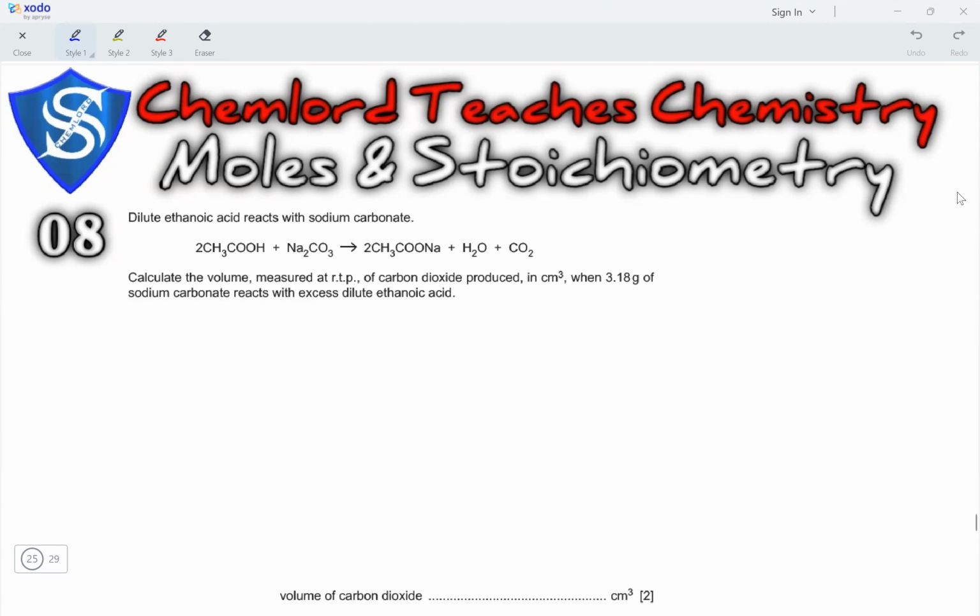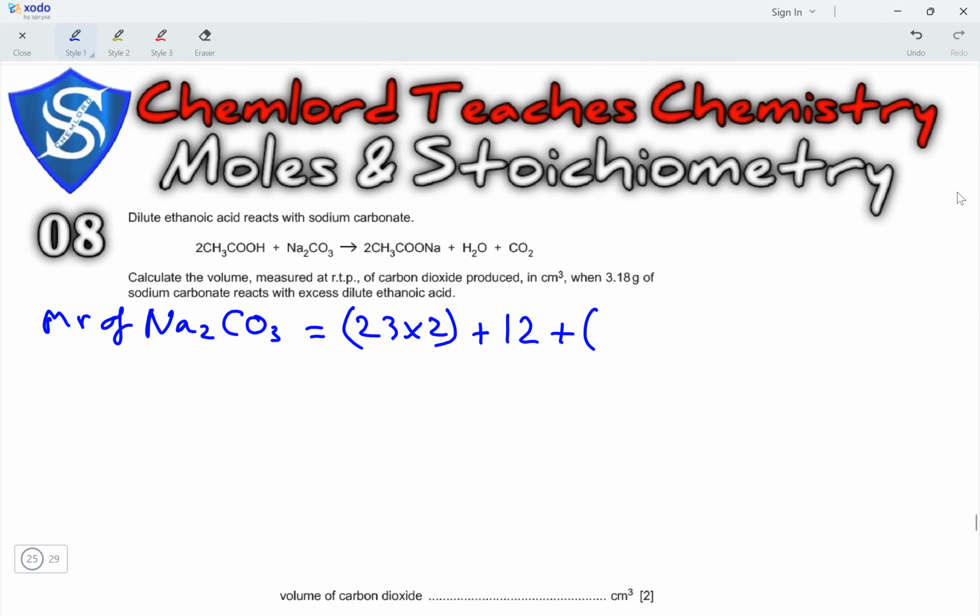So the first thing we need to do is calculate the MR of sodium carbonate, Na2CO3. Since sodium carbonate contains 2 atoms of sodium, that would be 23 times 2, added to 1 atom of carbon, which has a mass of 12, added to 3 atoms of oxygen, which has a mass of 16 times 3. And this added together gives us a value of 106 as the MR of sodium carbonate.